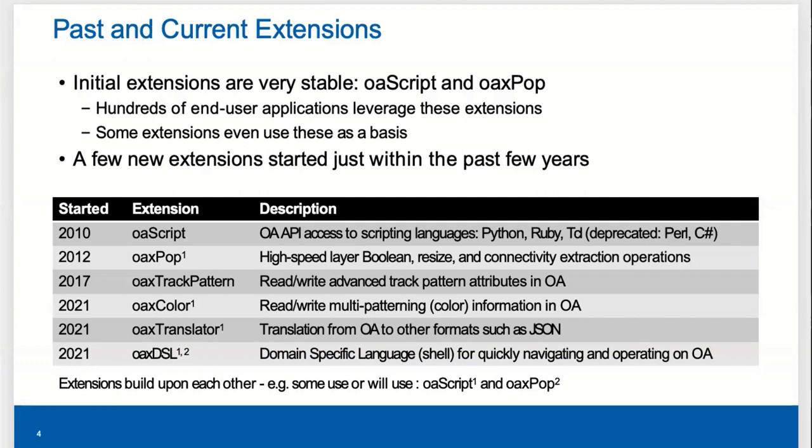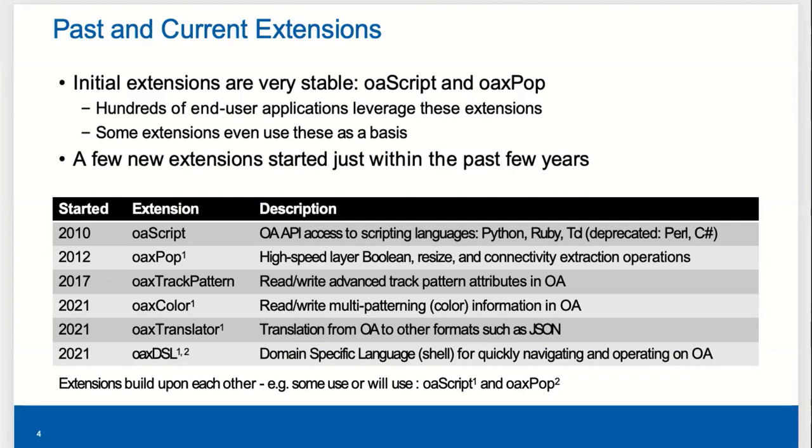The three current languages supported are Python, Ruby, and Tcl. There were other languages in the past, Perl and C#, that aren't currently active. On top of that, we have OAX POP, which is a high speed layer Boolean resizing library, and we recently added some connectivity extraction features to it. Between those two, there have been literally hundreds of end user applications that leverage these extensions. We use them here quite often. Again, I'll show some examples of that in subsequent slides, but I know that others are also using these.